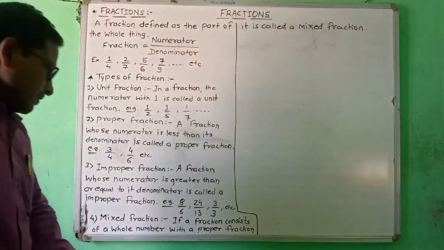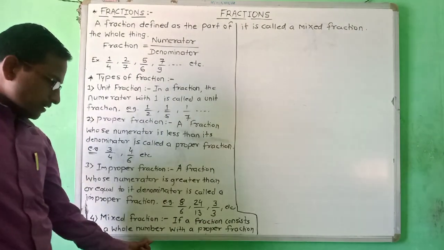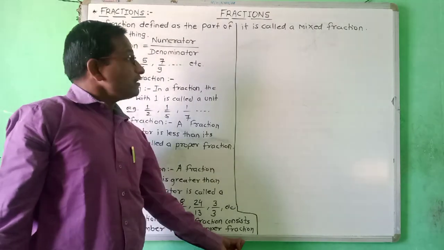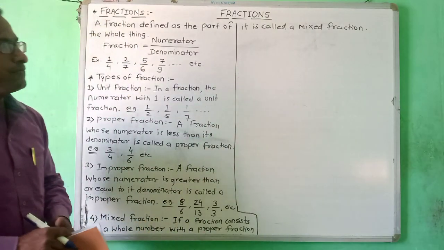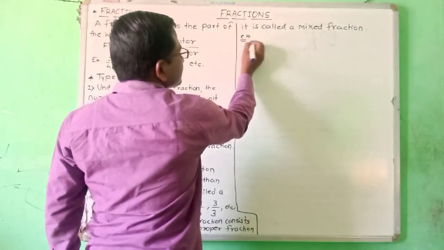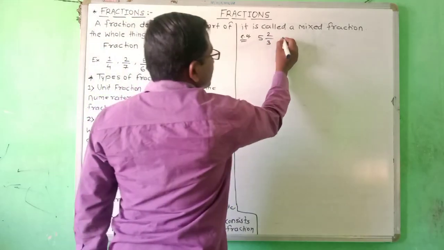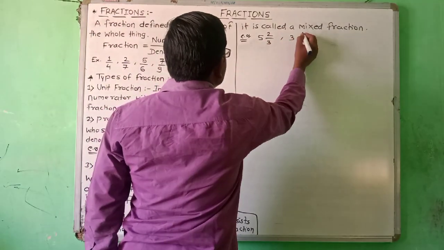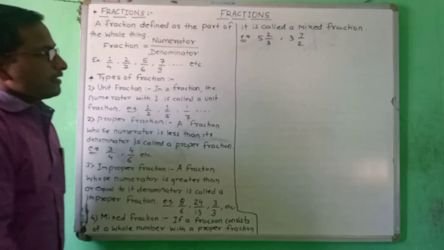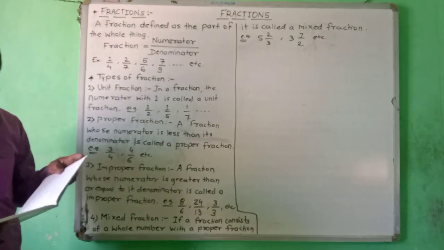Mixed fraction means if a fraction consists of a whole number with a proper fraction, it is called a mixed fraction. So example of mixed fraction is 5 integer 2/3, then 3 integer 7/2, etc. This is the example of mixed fraction.